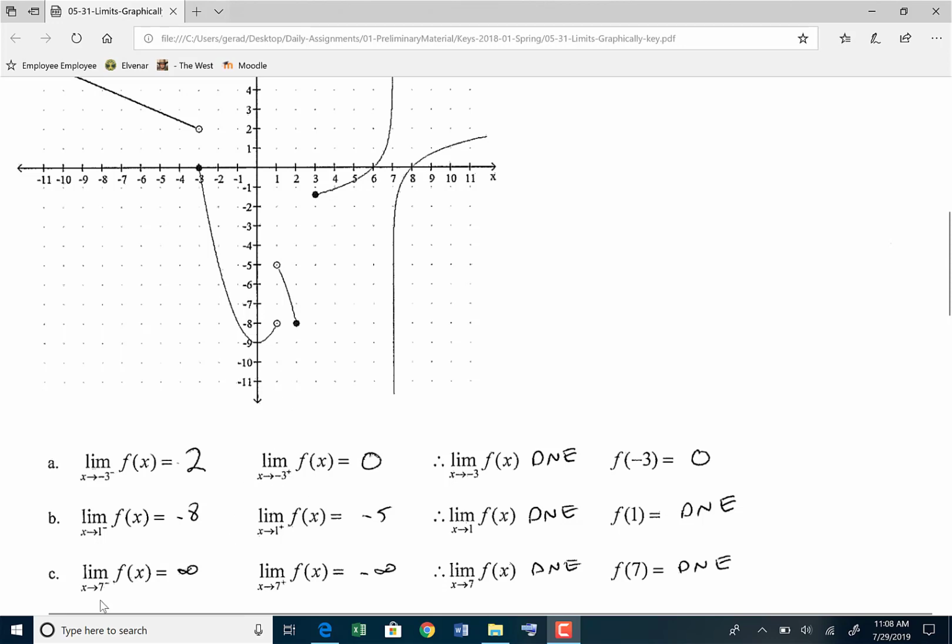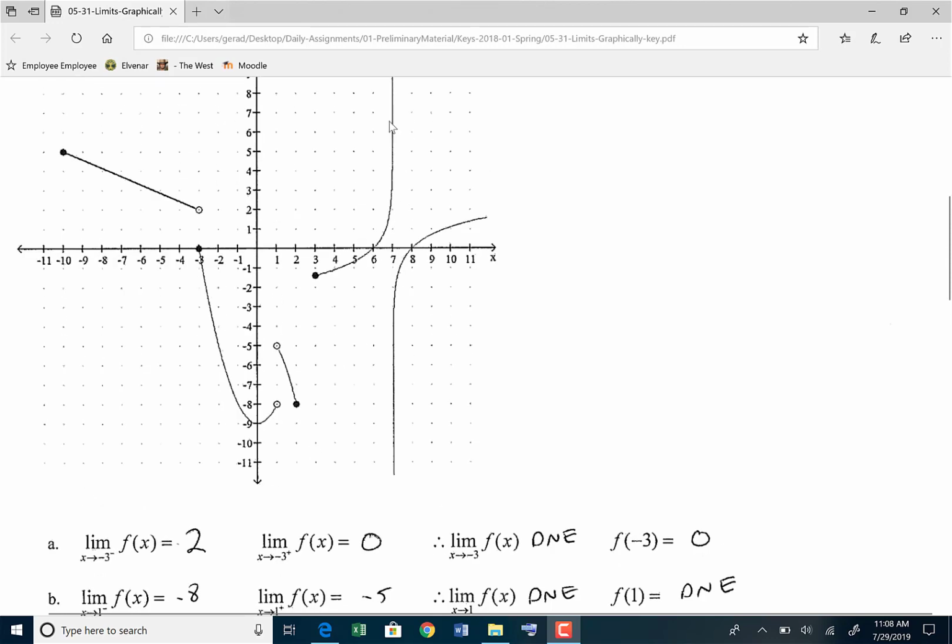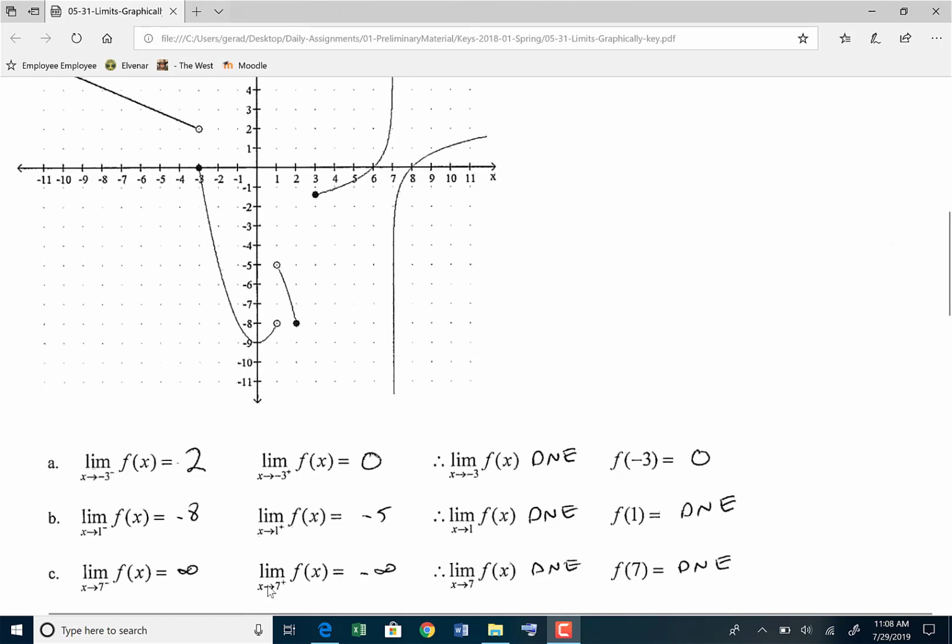Part C, we're looking at positive 7. So positive 7 from the left, the graph shoots straight up. We assume it continues that way. From the right, it goes straight down. Those are still different. Positive infinity, negative infinity, the limit doesn't exist. And again, the function evaluated at 7 also does not exist.